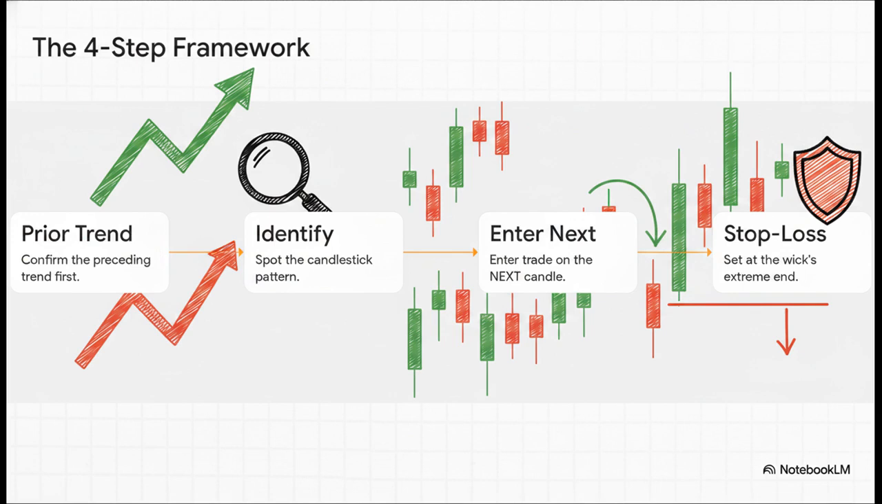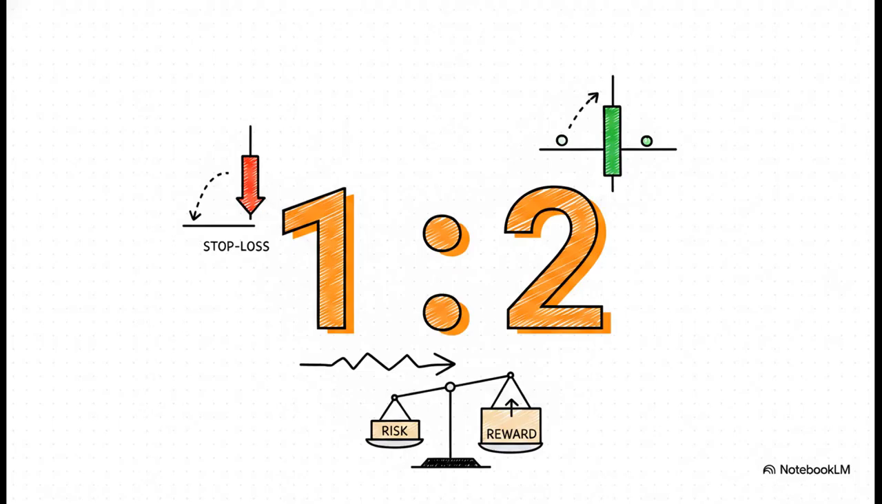Step 3, and this is absolutely vital, never enter the trade on the pattern candle itself. Always wait to enter above or below the next candle. And Step 4. Always set your stop loss at the extreme end of the wick to protect your capital. Protecting your capital is the name of the game. That's why you have to follow the golden rule of targeting.